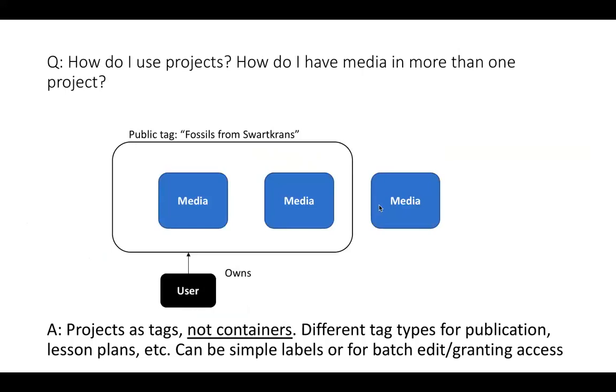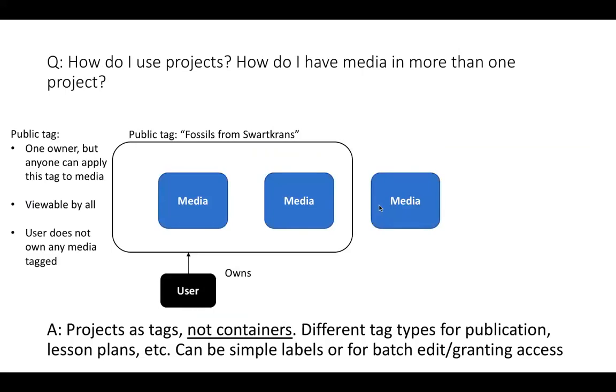And we're solving that through the idea of these public tags. A public tag is going to have one owner, but then anyone in the site can actually apply that tag. So people can say, okay, here's a fossil from Swartkrans, so you can crowdsource the best list. This listing of media would be viewable by all, and the user who makes the tag doesn't even need to own the media. So people will be able to tag things in an ad hoc fashion, and that's one of the user needs for projects or tags, being able to label things.